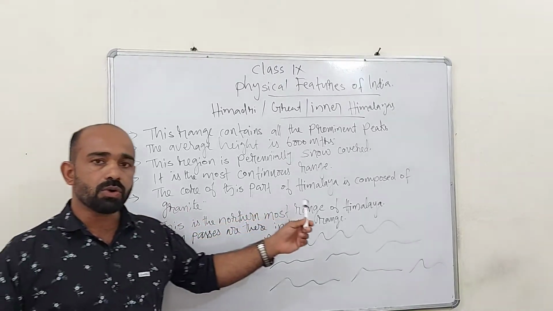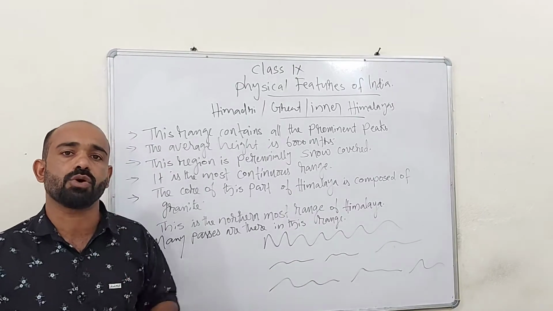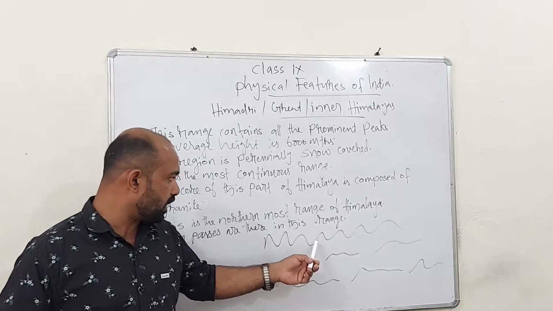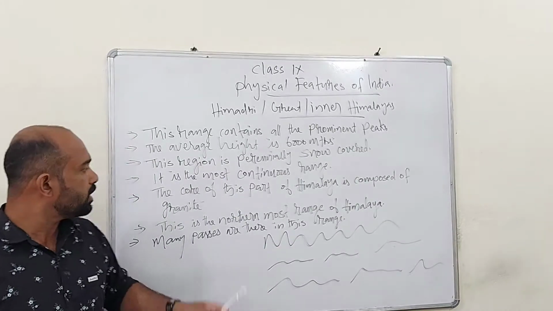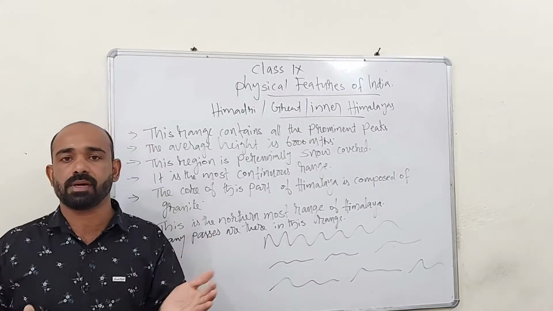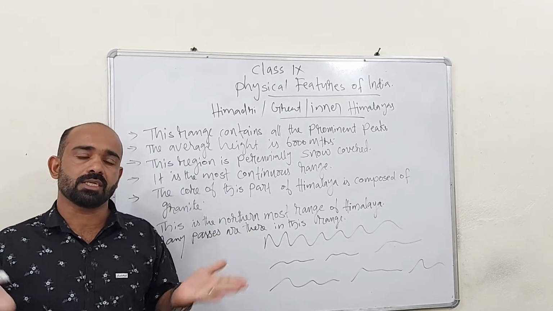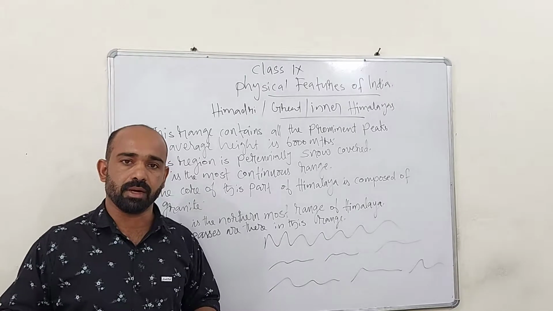And the core of this part of Himalaya is composed of granite. And once again, all of you, go through the Himadri. See here, many passes are there in this range, like Nathula Pass, Shipki La Pass, Bomdila Pass, Karakoram Pass. Such kinds of many major passes are also there in this Himadri range.